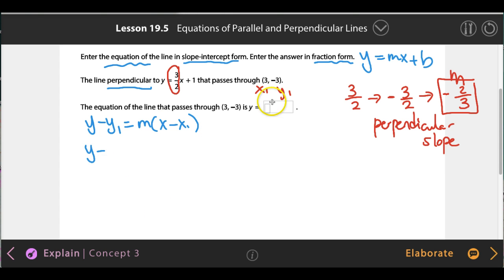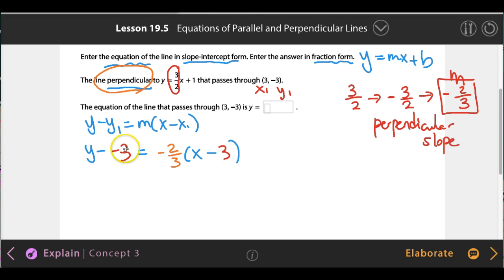Y minus y sub 1 is negative 3. Oh, don't forget, okay? This negative is part of the formula. The y sub 1 is another negative. And that equals m. And my m is, we just figured it out because it's perpendicular. We had to change symbol and flip it. And so it's negative 2 over 3. And then parentheses, open it. And then x minus, what is x sub 1? 3. There you go. And then I close it again.